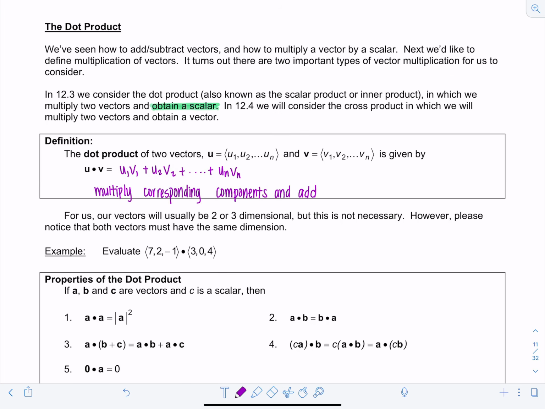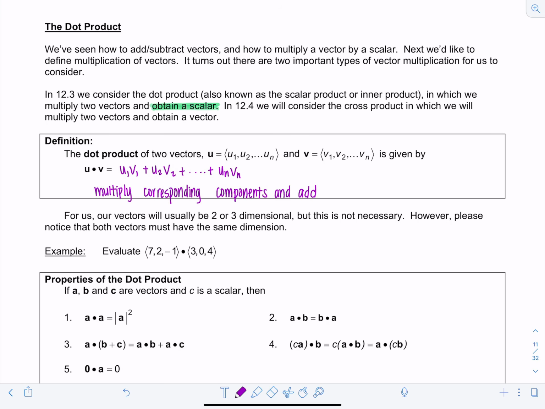Now, in this class, most of our vectors are going to be in 2 or 3 dimensional space, but this is not a necessary requirement. Notice the definition works for vectors in n-dimensional space, but just make sure that both of the vectors have the same dimension. The dimension must match. Otherwise, it wouldn't work, right, for you to multiply the corresponding components if they don't have the same number of components.